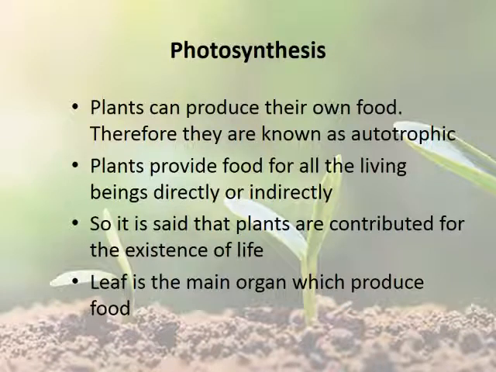The plants can produce their own food. Therefore, they are known as autotrophic organisms. The plants provide food for all the living beings directly or indirectly. So, animals as well as microorganisms we can know as heterotrophic organisms. So, it is said that plants contribute to the existence of life, supplying food for all living beings. The leaf is the main organ which produces food.